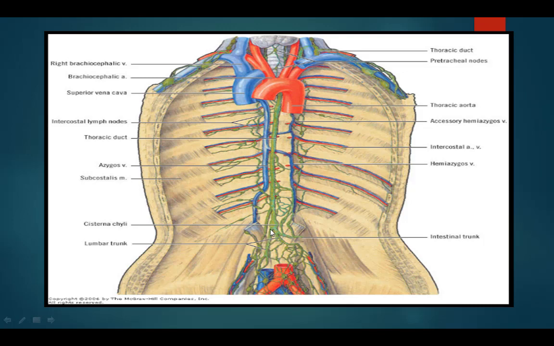And here this is the lymphatic. As we see, this is the cisterna chyli, which carries the lymph from the abdomen, entering the diaphragm and changing to the thoracic duct.